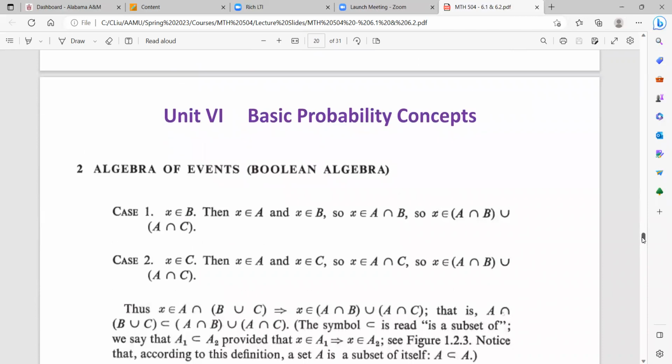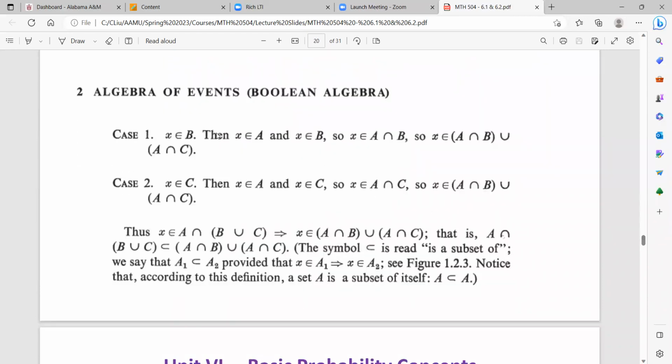Okay, so if X is in B, but because X is always in A, then X is in A intersecting B. So X is in the union of A intersecting B and A intersecting C, of course. That's the first case. The second case is X is in C. Then again, X is always in A and X is in C, so X will be in A intersecting C. So of course, X will be in the union of A intersecting B and A intersecting C.